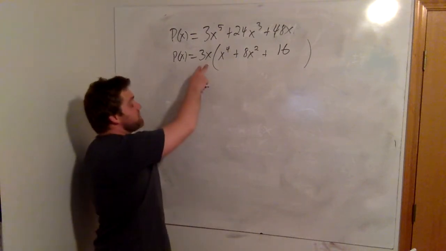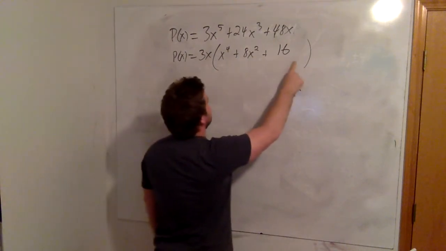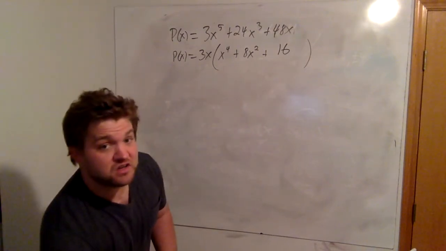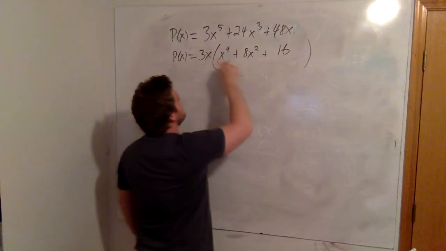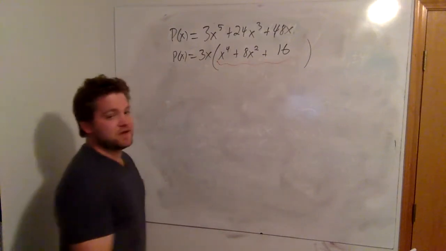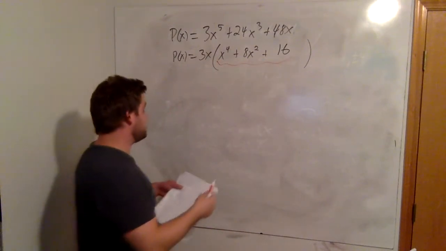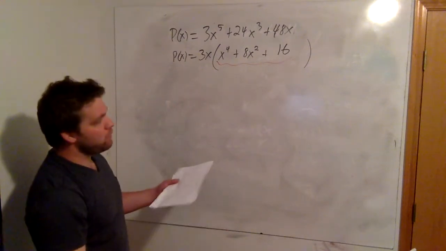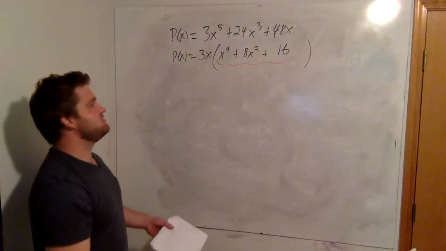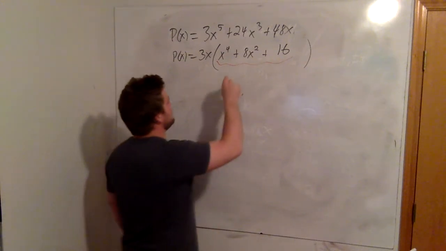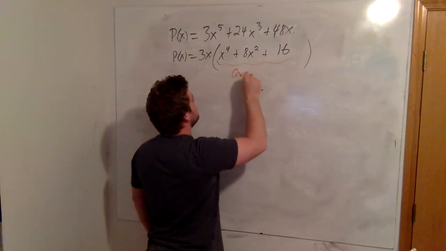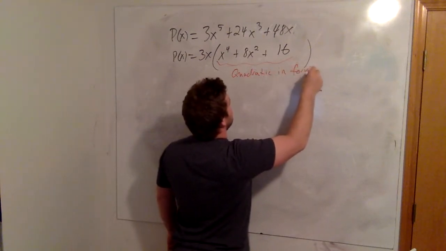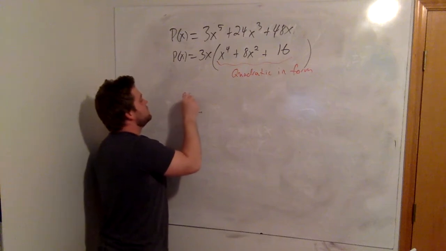Okay, so I've been able to factor out the 3x. Now I'm going to look at this 4th degree polynomial I have left. The big observation here is I don't need to use synthetic division. Again, you could use synthetic division if you wanted to. You could use plus or minus 1, plus or minus 2, plus or minus 4, plus or minus 8, plus or minus 16. Or we can notice that this is quadratic in form. Okay, so let's do a little aside here.